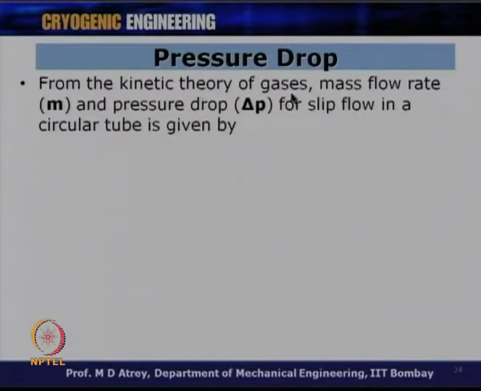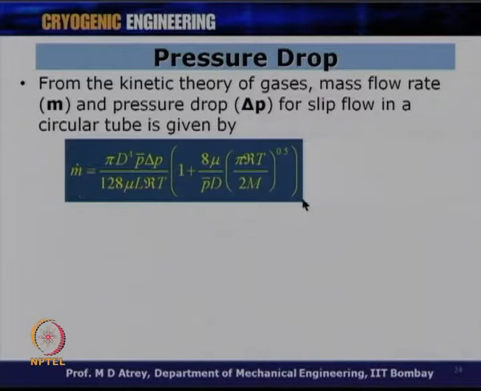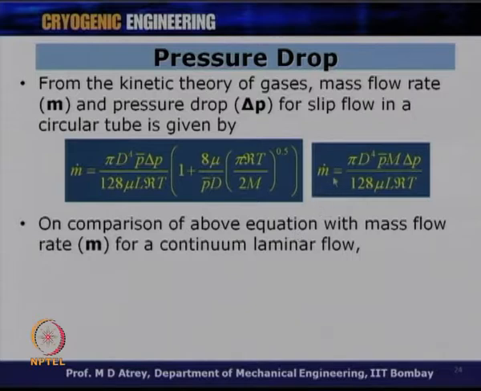So, from the kinetic theory of gases, the mass flow rate and pressure drop for slip flow in a circular tube is given by this formula. You can see now m dot is equal to something into 1 plus something. This is the same as what we had in continuum flow. This is the expression for m dot in continuum flow, and this is nothing but the same.